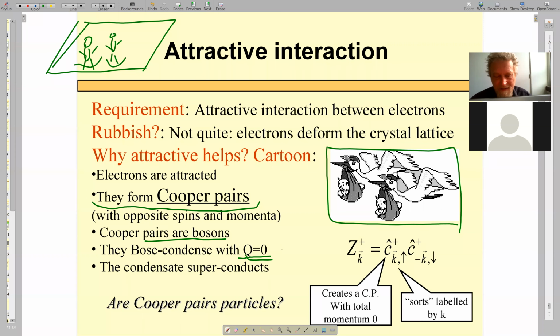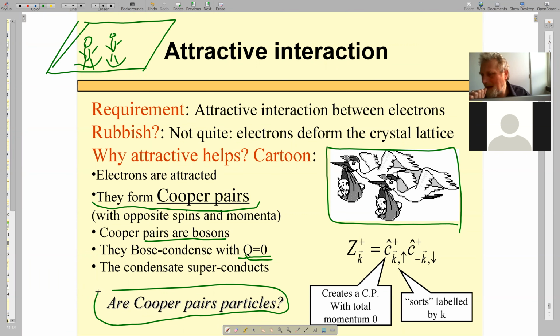It's a fine cartoon, but the problem is that Cooper pairs are not really particles. It is important to understand that one cannot really see an individual Cooper pair as a particle which flies somewhere. That's impossible in realistic superconductors. Rather, these particles can live only in the condensate.